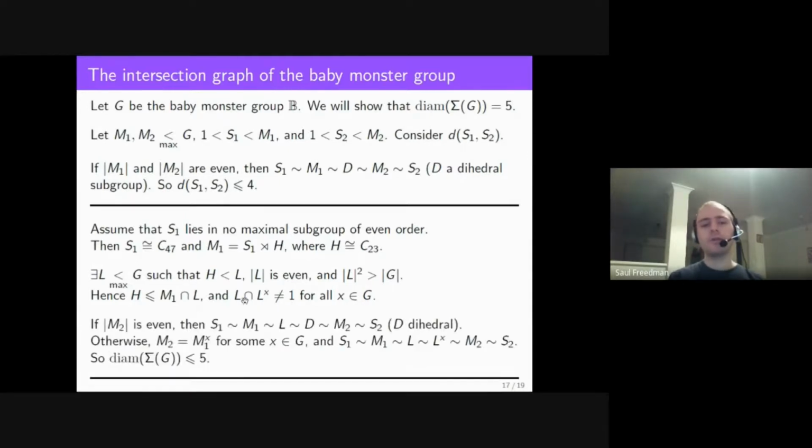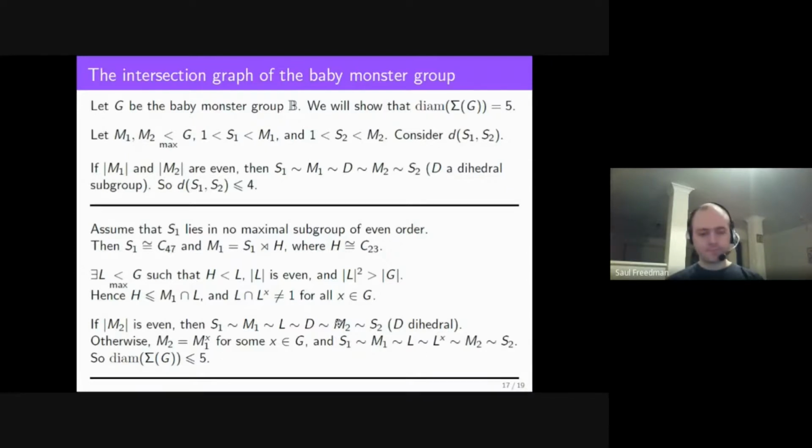Okay, so now if M2 is of even order, then because L also has even order, there's again a dihedral subgroup intersecting both non-trivially, and so there's a path from S1 to M1 to L to D to M2 to S2, which is a path of length 5. If M2 has odd order, then actually M2 is conjugate to M1, so it's equal to M1 to the x for some x in G.